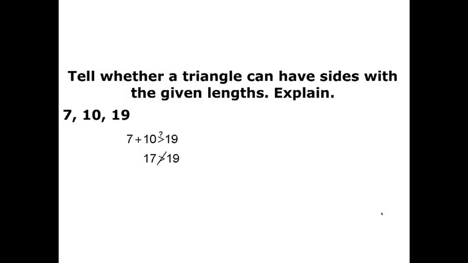I could, of course, go on and say, do 10 and 19 add up to more than 7? Well, sure. And do 19 and 7 add up to more than 10? Absolutely. But because one of them didn't work, in this case the 7 and the 10 not being greater than 19, I can't have a triangle. It'd have to work for all three of them.